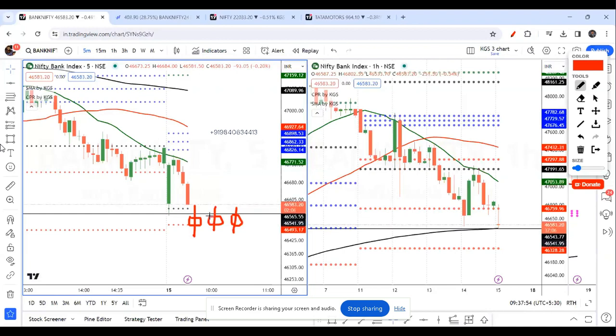Now there will be a question like, sir, can I take a short position at 20 SMA till today's low, till the 200 SMA line? Yes, you can go for a short.